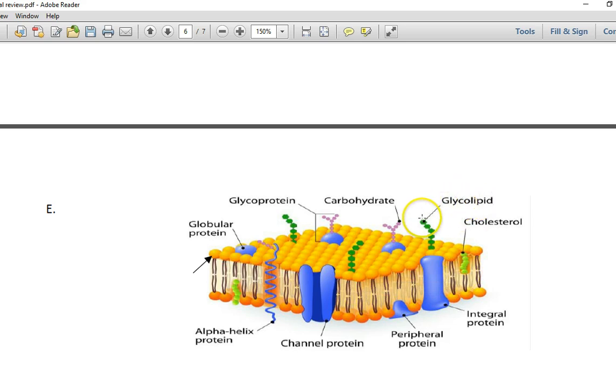Glycolipids are a combination of a glyco, the carbohydrate chain, connected to a lipid. You can also have a glycoprotein where we have a carbohydrate chain connected to a protein.